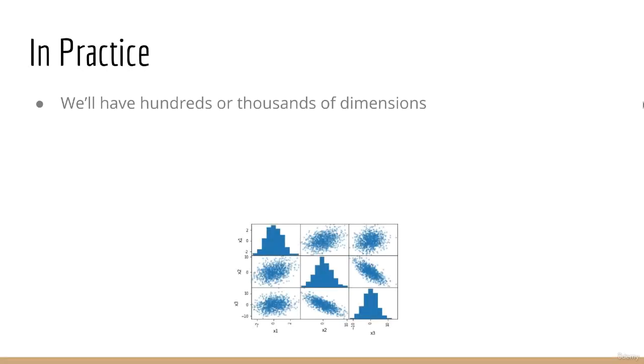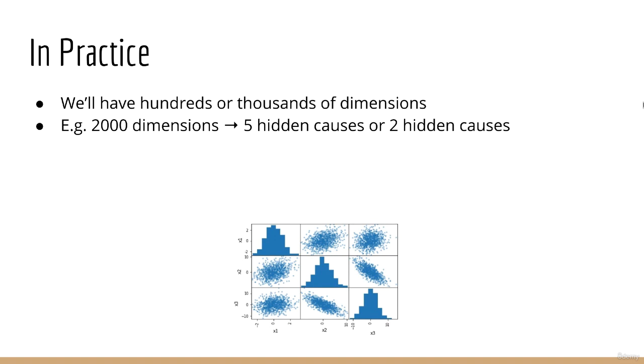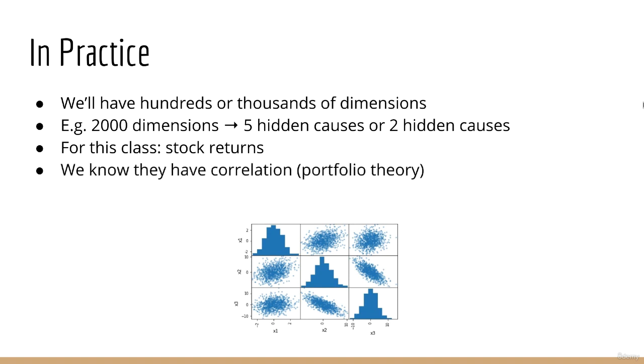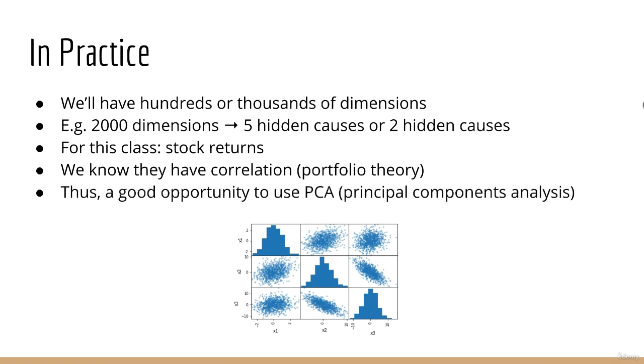Now, in reality, you're going to have hundreds or thousands of dimensions. So the previous picture you saw where we go from 2 dimensions to 1 dimension is just for intuition. In practice, we might go from 2,000 dimensions to 5 dimensions or 2 dimensions. So the savings we get by transforming our data can actually be orders of magnitude. The best example for this in this class is obviously stock returns. So we have about 500 stock returns, but we know that they are not independent. They have correlation. We discovered this when we learned about portfolio theory. And as you know, when we have correlation, this is a good opportunity to use PCA, which again stands for Principal Components Analysis.